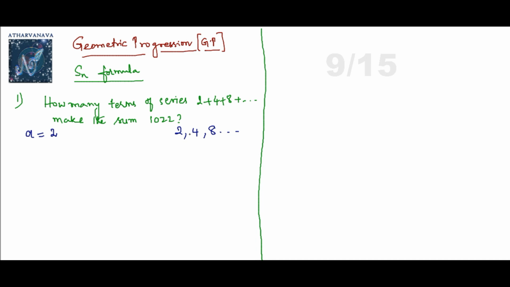Now if you see the difference, can you find the difference? It is 2. And what is the difference here? It is 4. You understand? So this is nowhere AP. This is not AP. Clearly it is going to be GP.